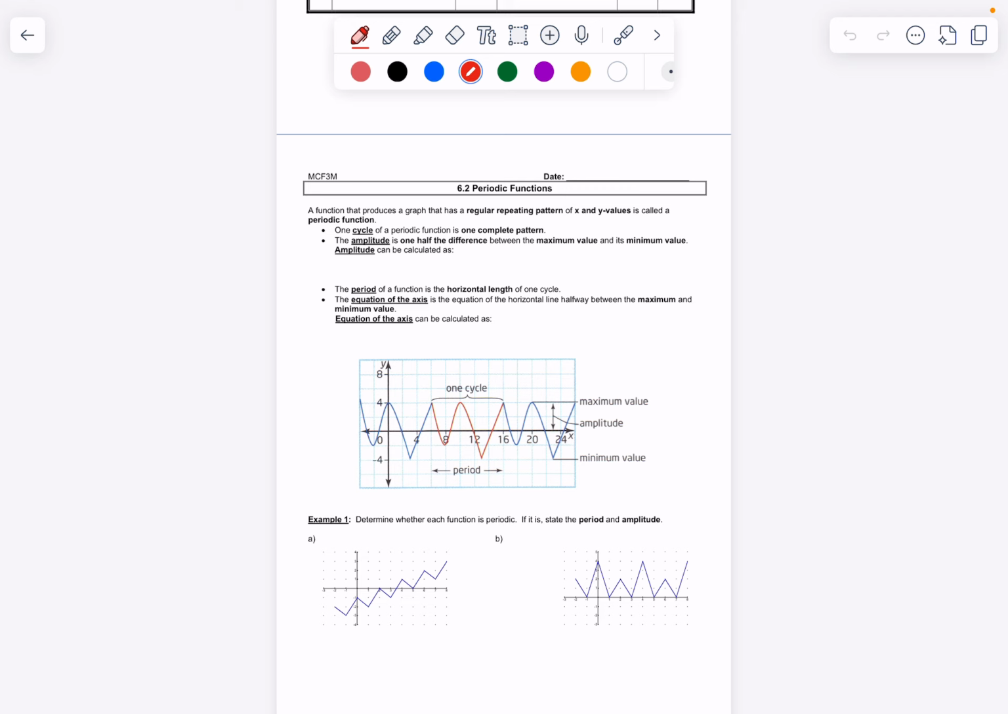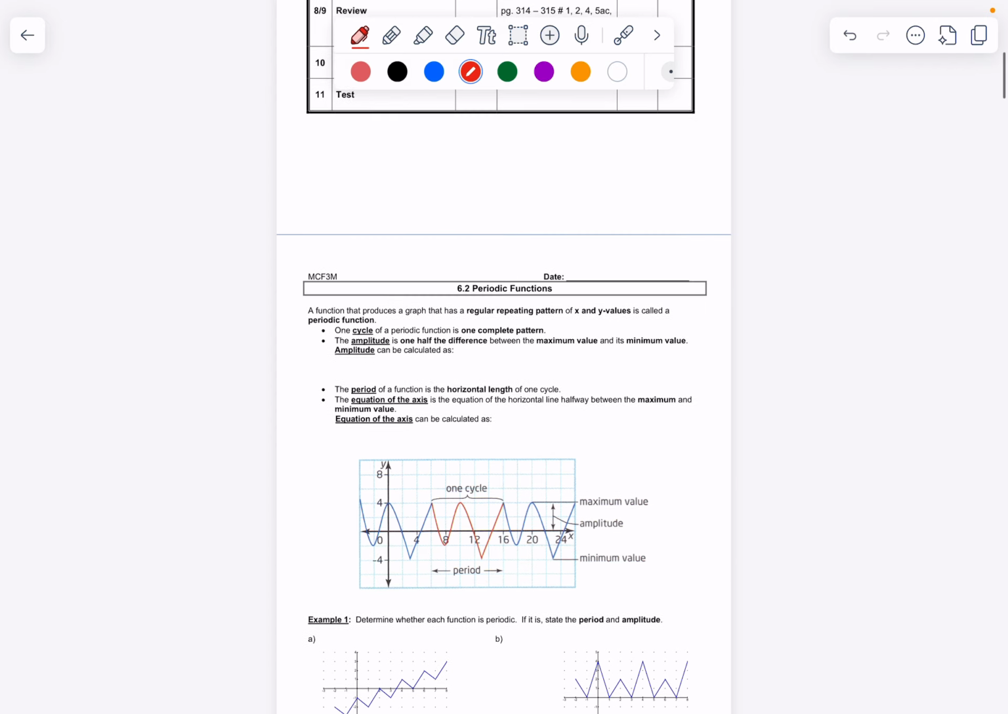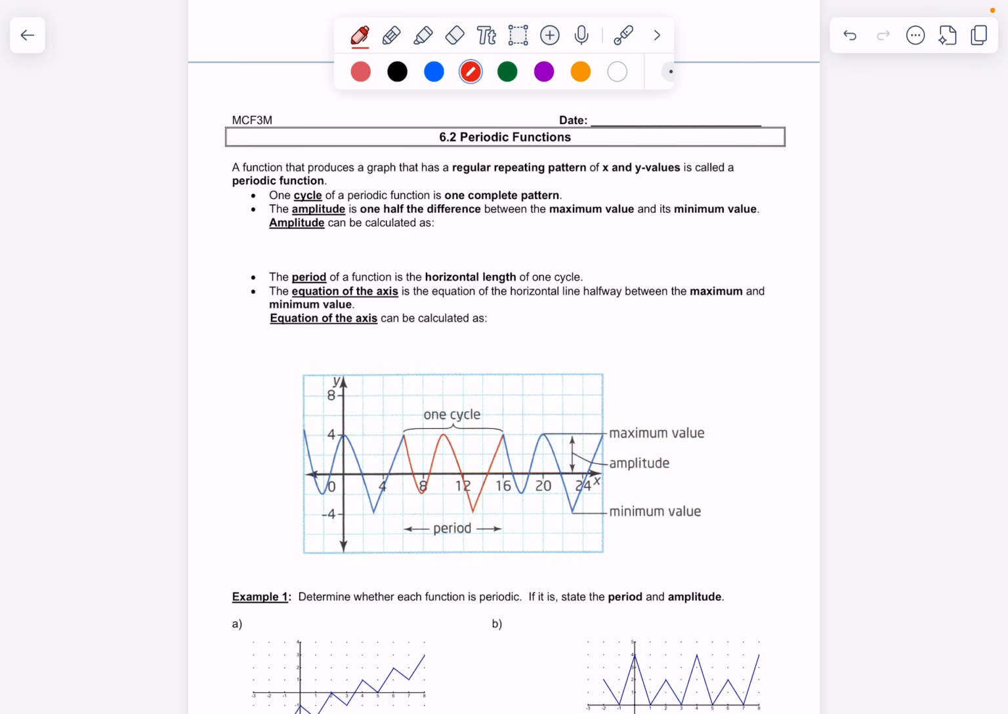Our focus is on periodic functions with the overall goal of discussing sinusoidal functions. And sinusoidal functions are a type of periodic function, okay? So what does it even mean to be periodic? Well, a function that produces a graph that has a regular repeating pattern of x and y values is called a periodic function, right?